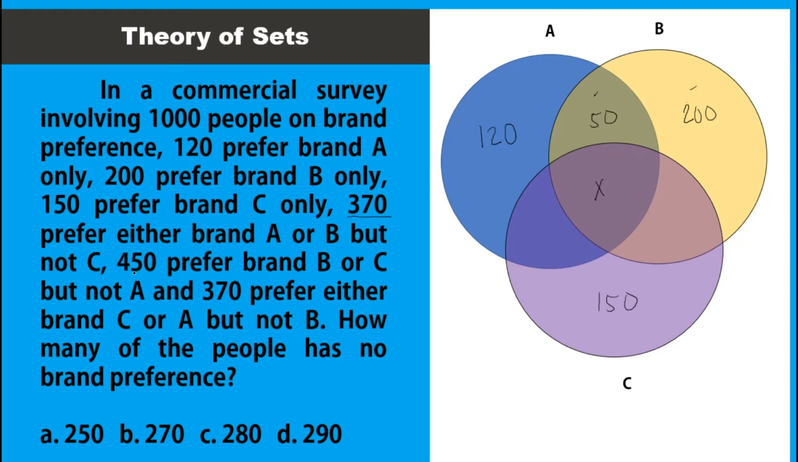Next, we have 450 prefer brand B or C but not A. These three should have a sum of 450. To make this 450, the intersection between B and C should be 100. You can check this out: 150 plus 100 is 250, plus 200 is 450.